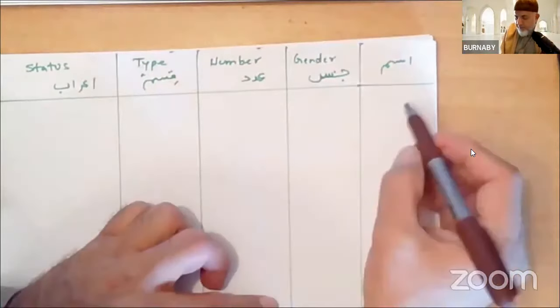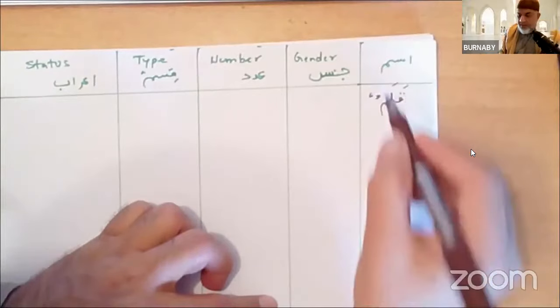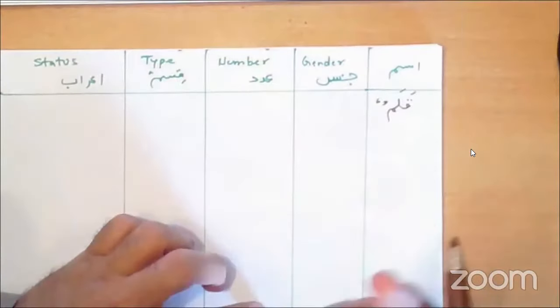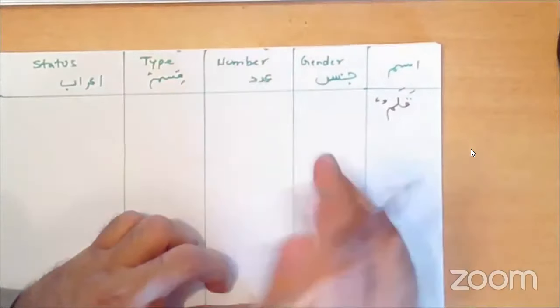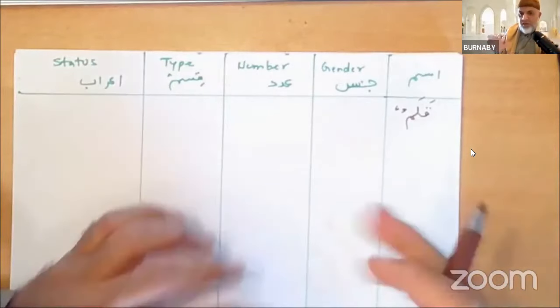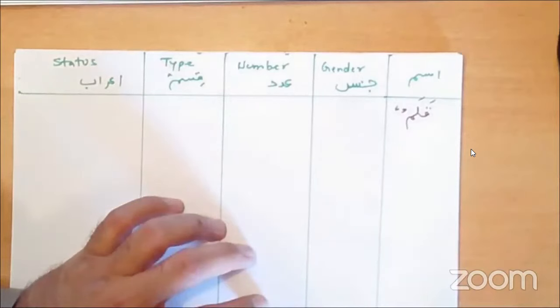Okay, so let's look at some more examples. If I say kalamun, kalamun means a pencil or a pen, right? And we know that it is mudhakkar. I'm giving that up right now because we're going to go through that exercise, but right now I'm telling you that kalamun is mudhakkar. So what is the jins?